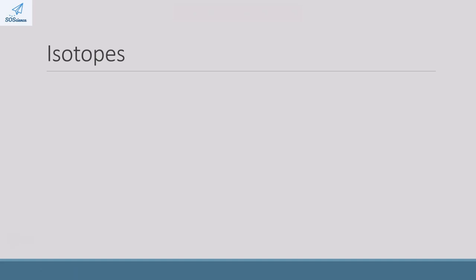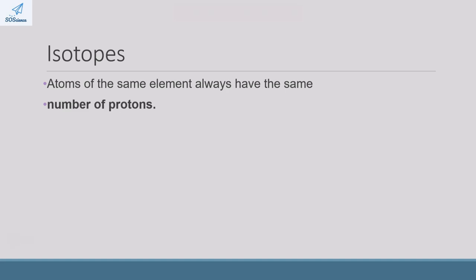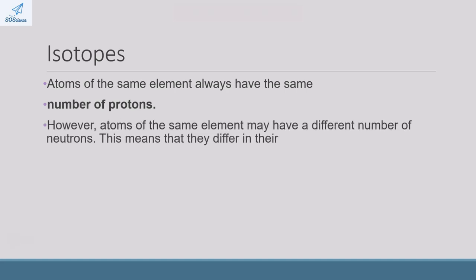This brings us to the discussion on isotopes. As we already mentioned, atoms of the same element always have the same what? What defines an atom? What defines the identity of an atom? It is the number of protons that will define the identity of any given element.